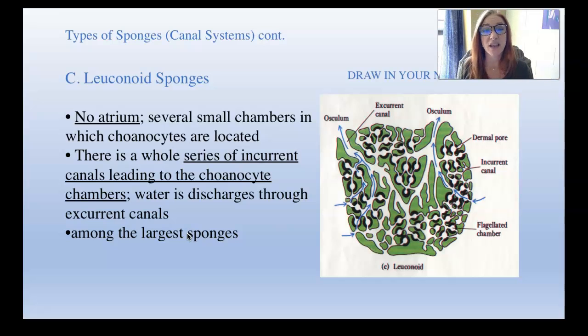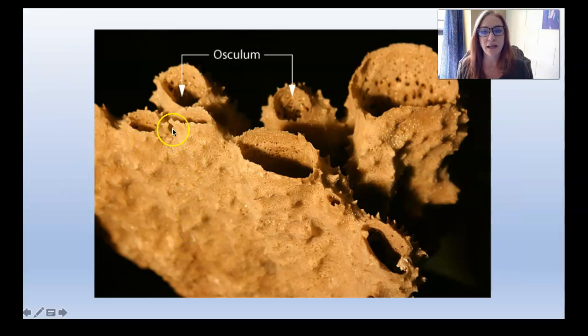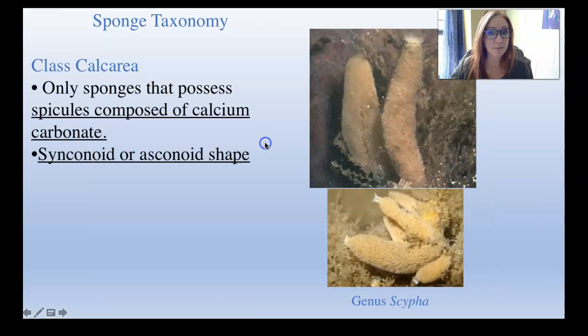They can be huge and go on for quite a few meters. And again, you can see the larger openings are their oscula, or one is an osculum covered with tiny ostia. This is just one example of a leuconoid style body.